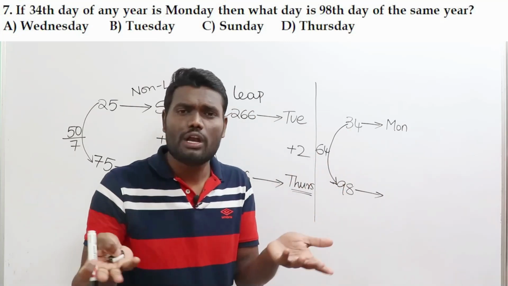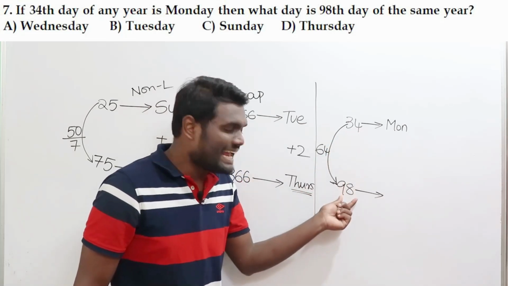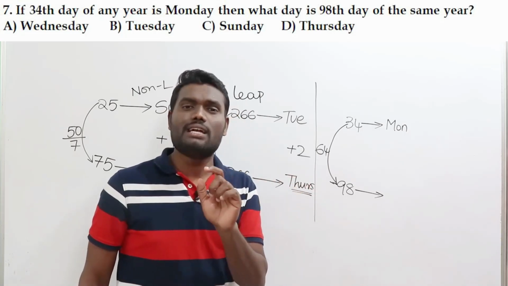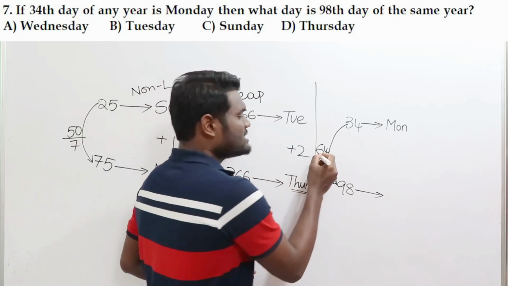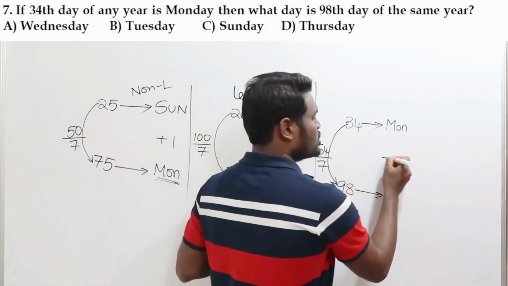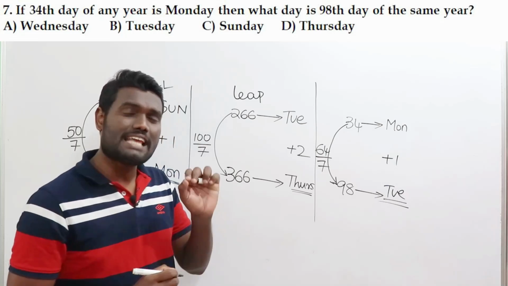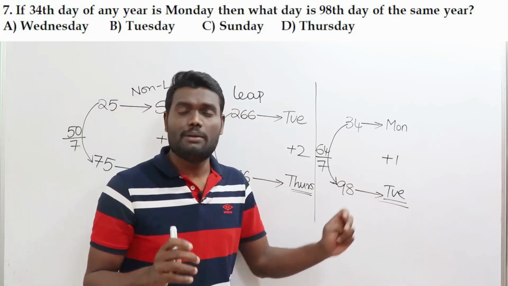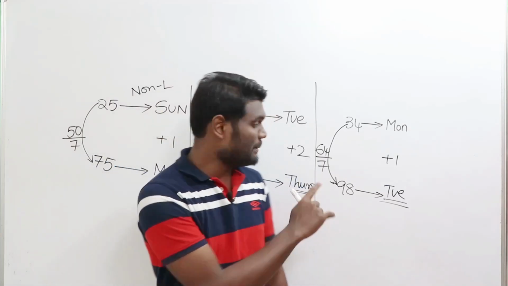Whether it is a leap year or a non-leap year does not matter. Between the 34th day and the 98th day, the difference is always 64. That is the reason it does not affect our answer. Now, in 64 days, how many odd days are there? In 64 days we have one odd day, so Monday plus 1 is Tuesday. Whether it is a leap year or a non-leap year, the 98th day will always be Tuesday. Now I will discuss one more example so that you get a better idea.